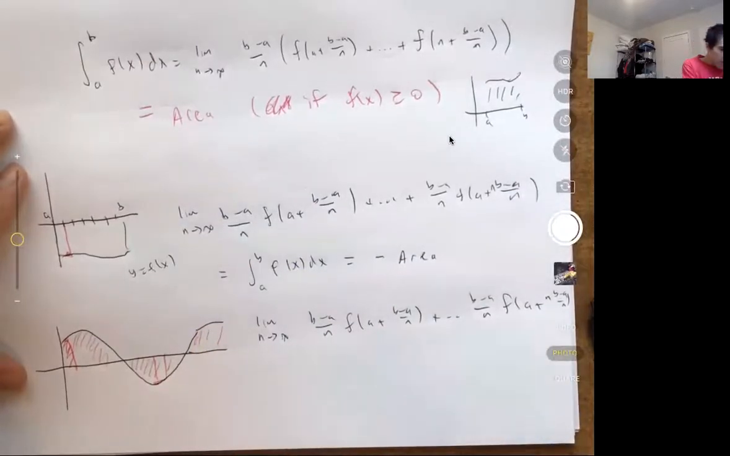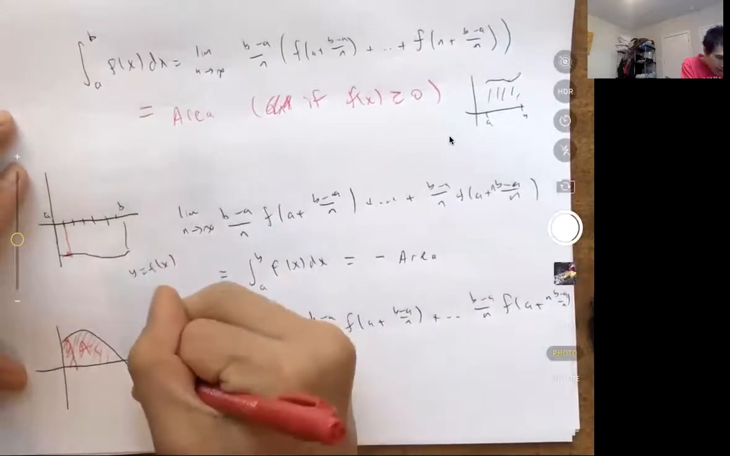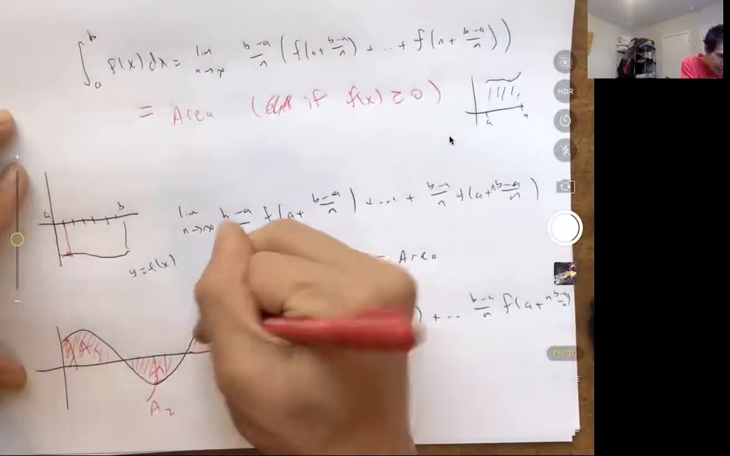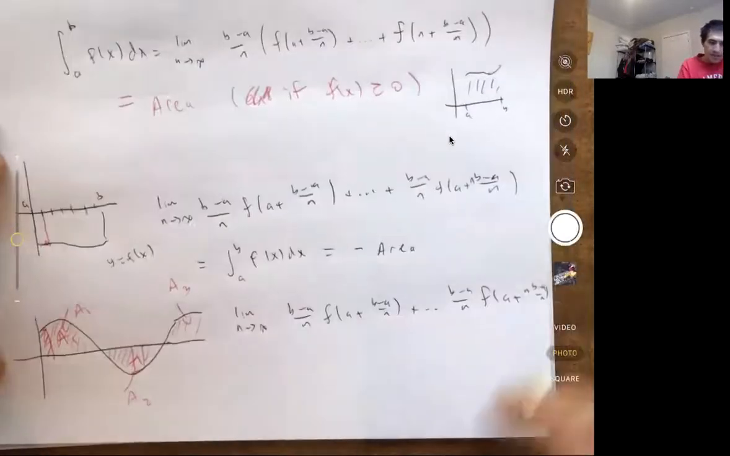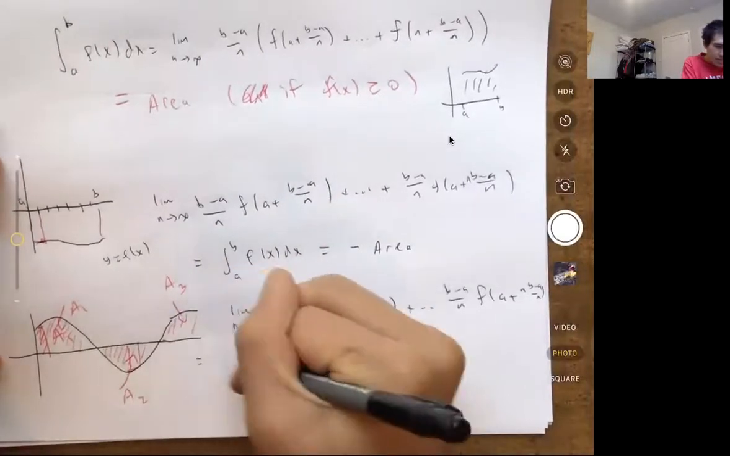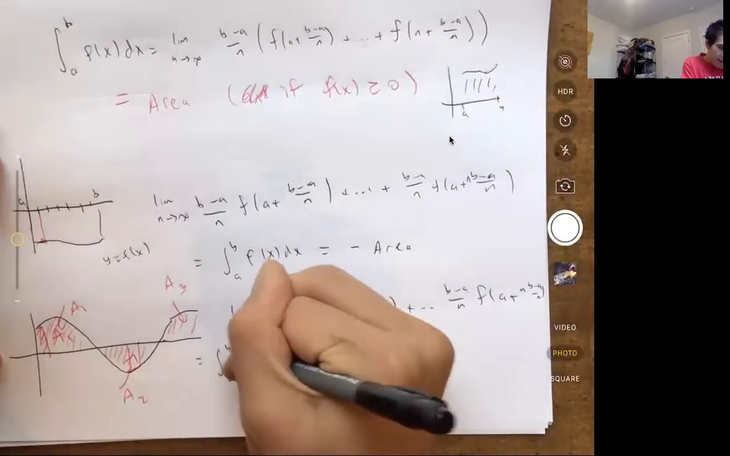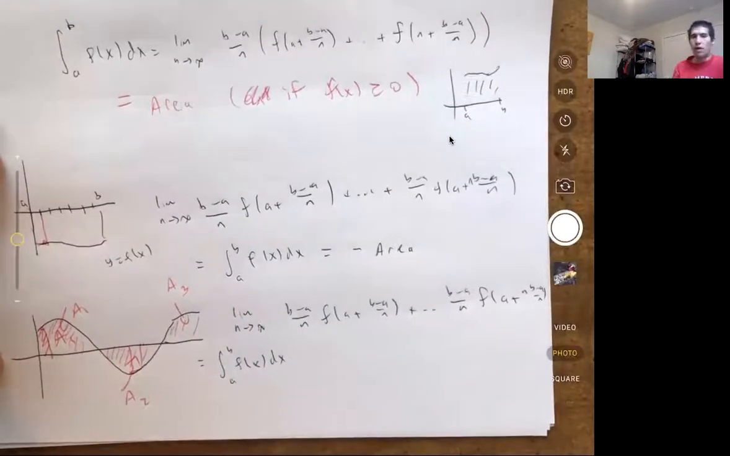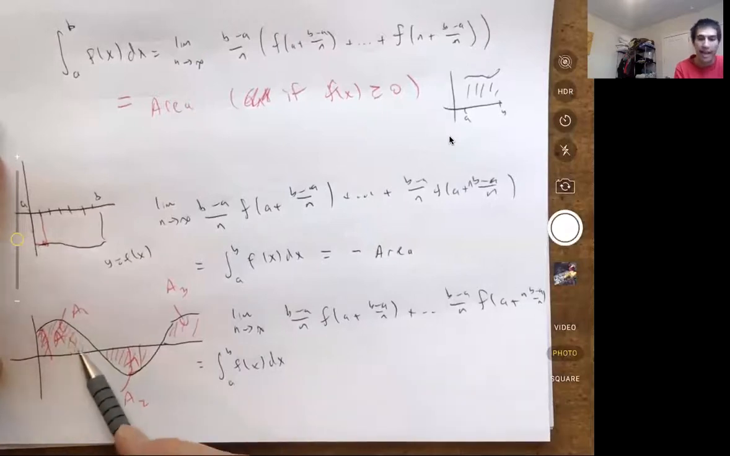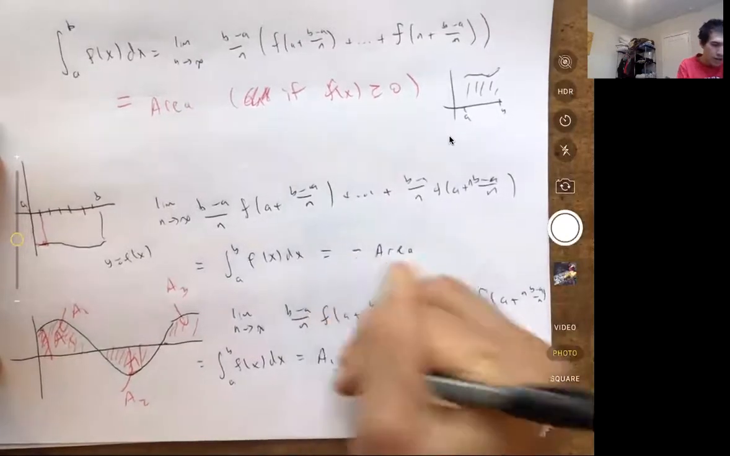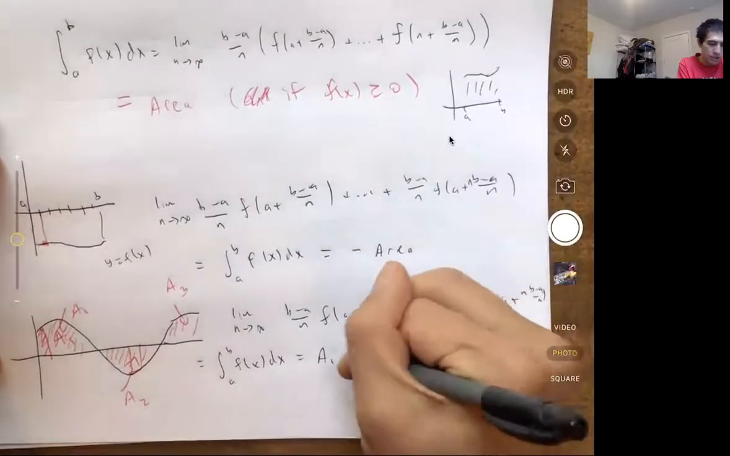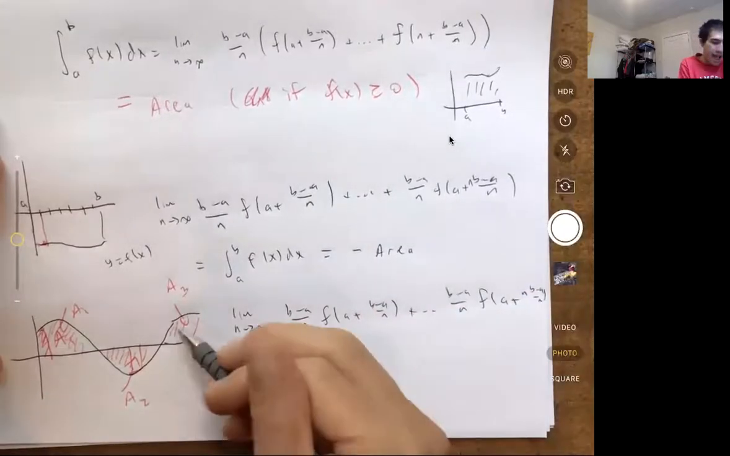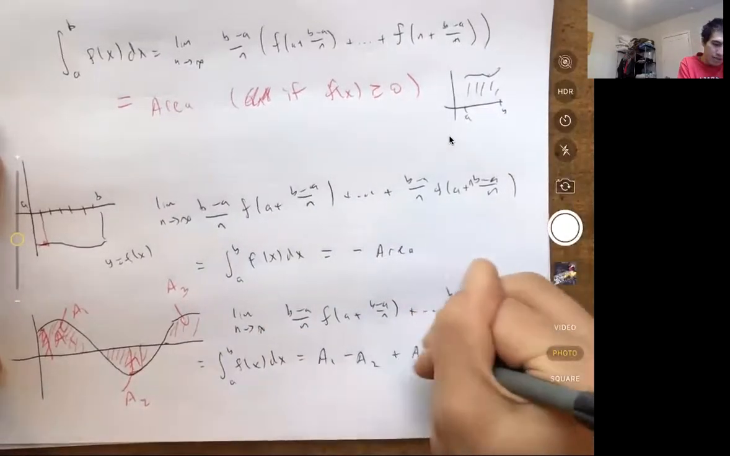Okay, so let me call this area A1, this area A2, and this area A3. So this one is A1. Then this limit, again, is just the definition of the definite integral. And what this integral calculates is a signed area. So it's going to add the area A1 here. So this is going to be A1. But then when I get to here, the terms are going to be negative, and so it's going to subtract off the area there. So this is going to be minus A2. And then it's going to add this area here. So this is going to be plus A3.